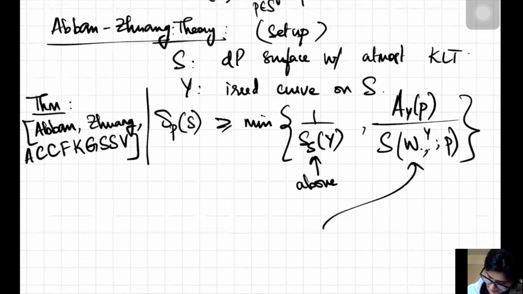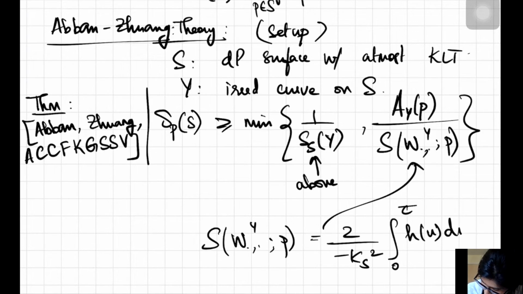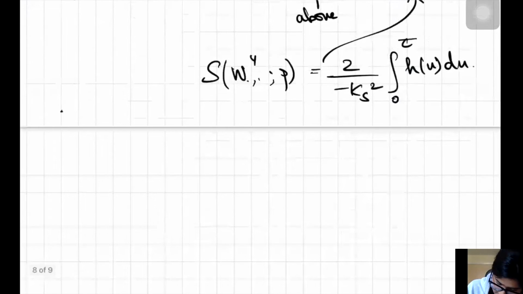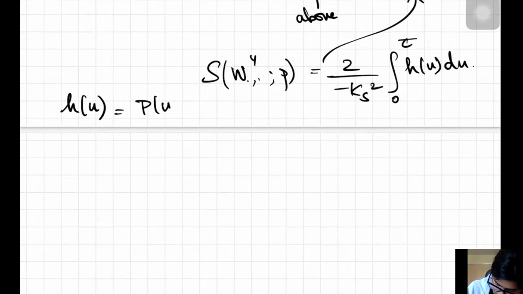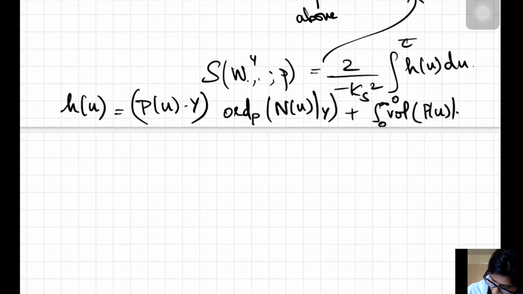Now this funny number can be given by this, which is 2 over K_S squared, integral from 0 to tau, again your pseudo-effective threshold, of h(u) du, where I say h(u) is the positive part intersected with the curve that you start with, and then the order of the negative part at the point, plus the volume restricted to the curve. So this is just formulae right now, but maybe you'll get a better understanding of it when you do an example, which is exactly what I'm going to do next.